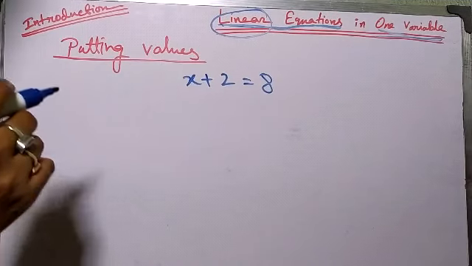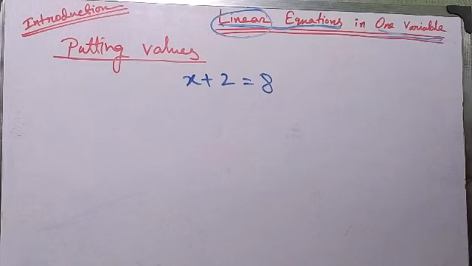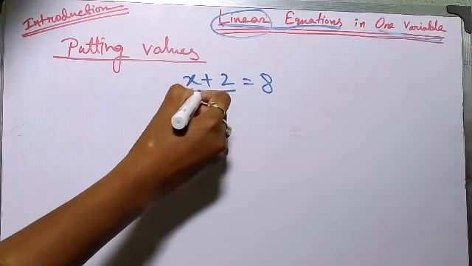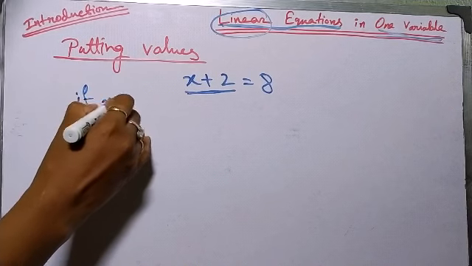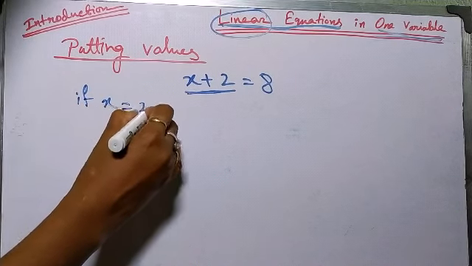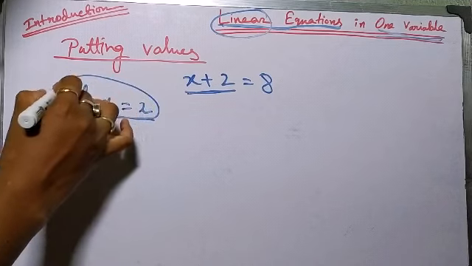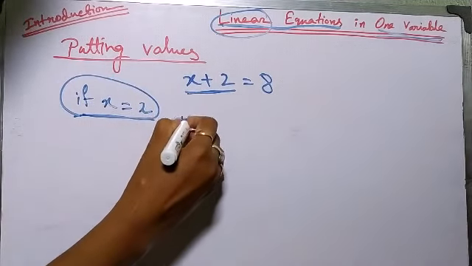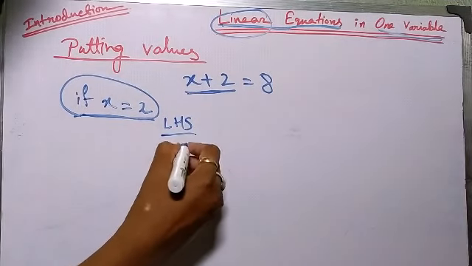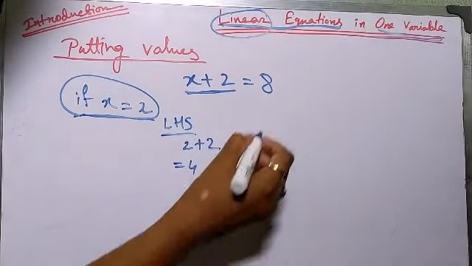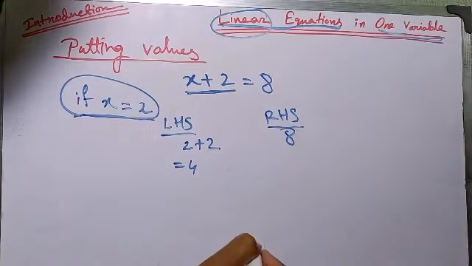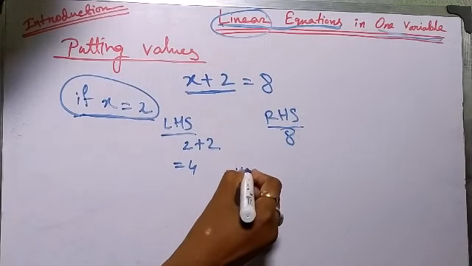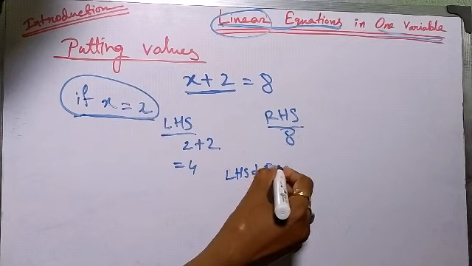Now next topic is putting the values. That means putting the values of the variable term. How to put the value? Here in the left hand side there is x plus 2. So if x equal to 2, then what will be the left hand side part? 2 plus 2, that will be 4, but here in the right hand side that is given 8. So these are not equal. So LHS not equal RHS.